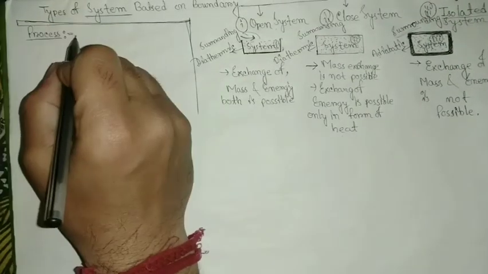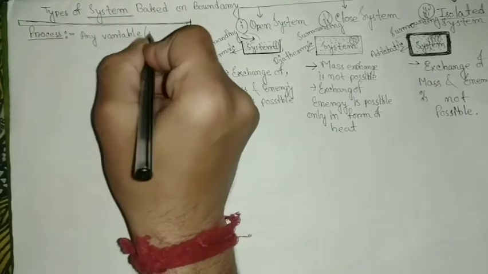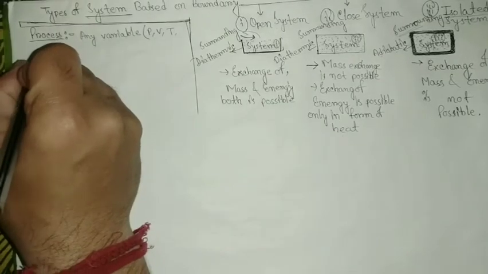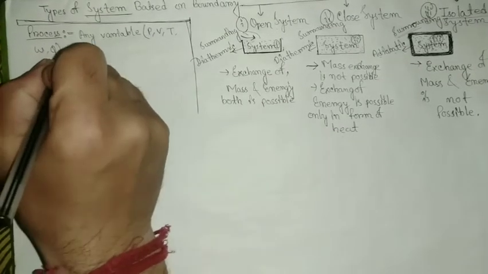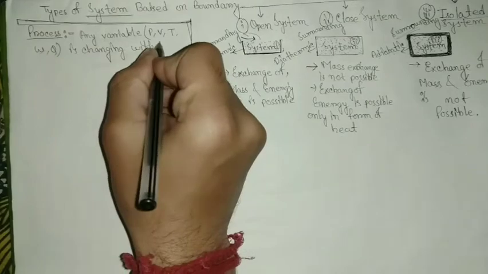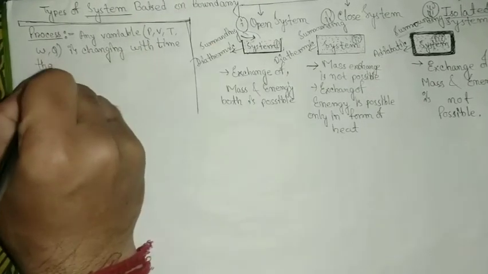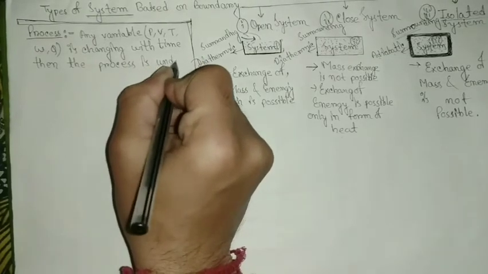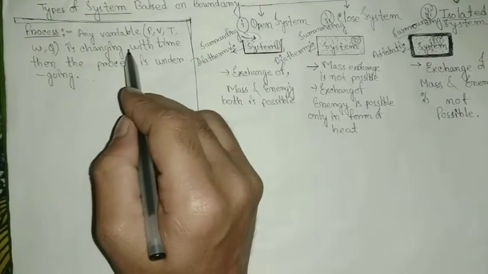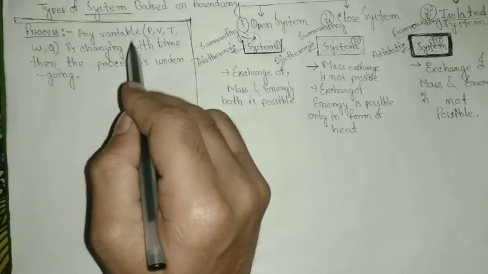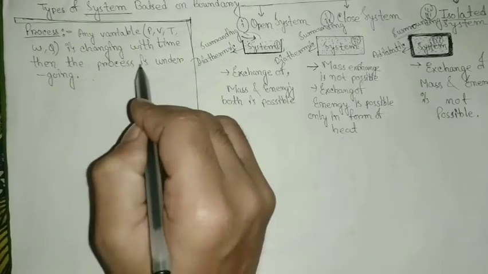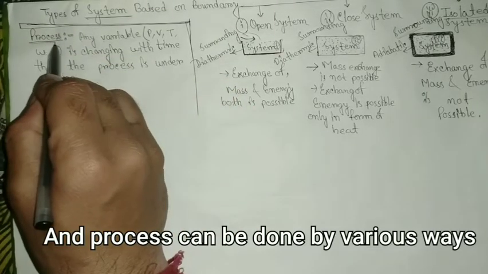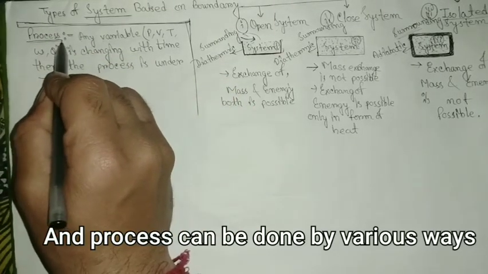Process. We are saying that any variable, that is pressure, volume, temperature, work done, heat, is changing with time, then the process is undergoing. Means we are saying it is a process when at least one variable is changing with time, and process can be done by various ways.